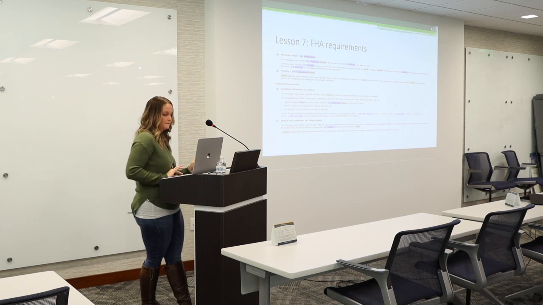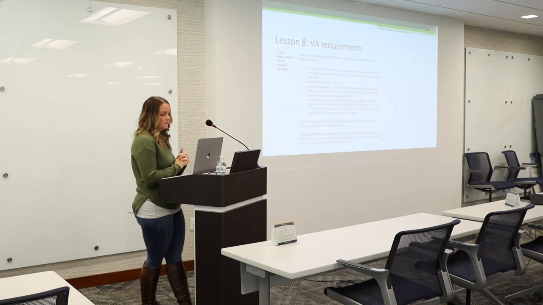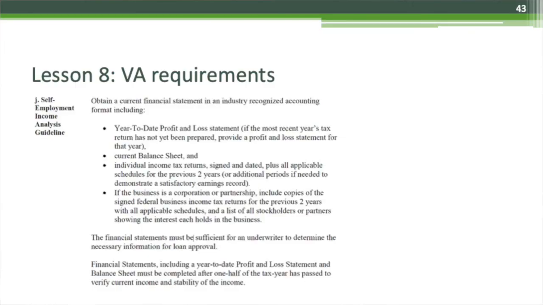All right, so VA. They have pretty much the same requirements as FHA, except with FHA, as we talked about previously, if there's a 20% decline, it has to be manually underwritten. With VA, there is no requirement with that, but VA has the same protocol where you have to have 2 years of self-employed income unless they were previously employed as something that they just switched into a self-employed income.